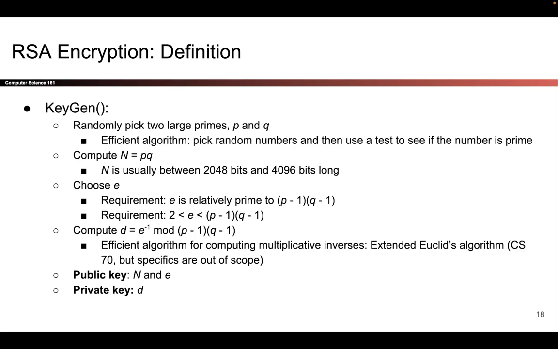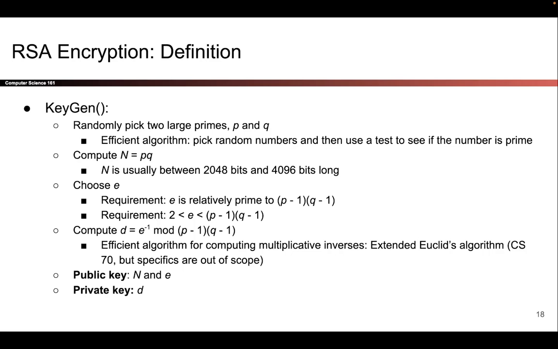The final thing you need to do is compute a value d, and d is going to be the inverse of e modulo (p minus 1)(q minus 1). And again, this should seem strange, but it's what we're going to do. And remember from CS70 that there are some algorithms for efficiently computing the multiplicative inverse in modular arithmetic.